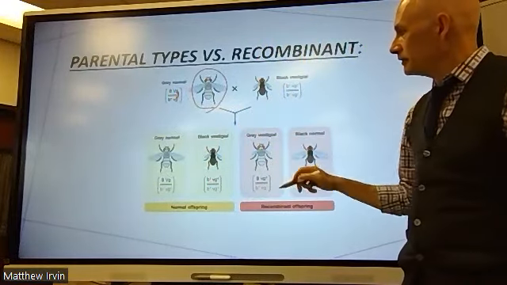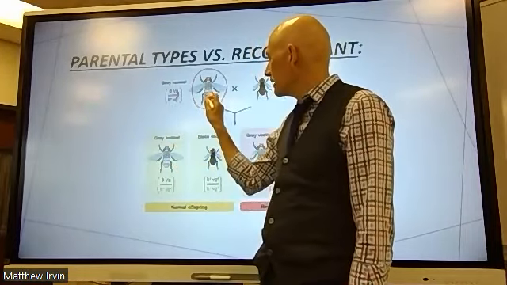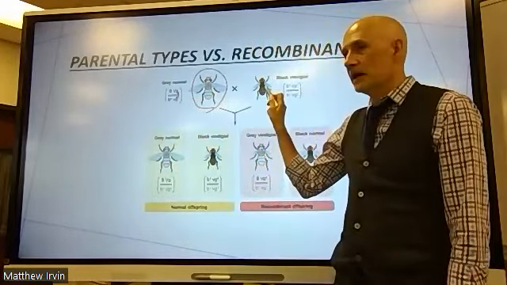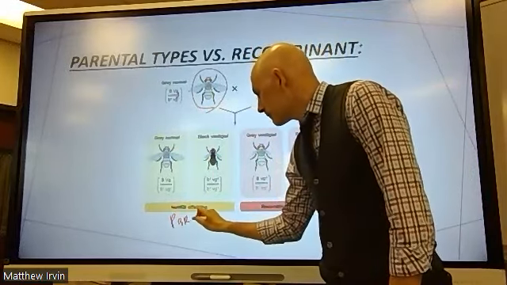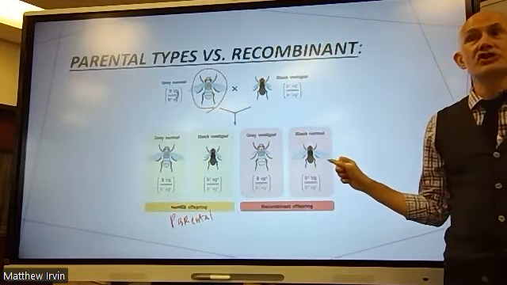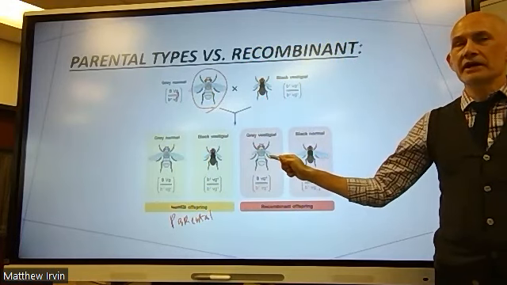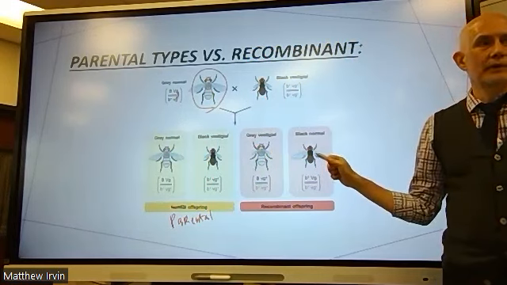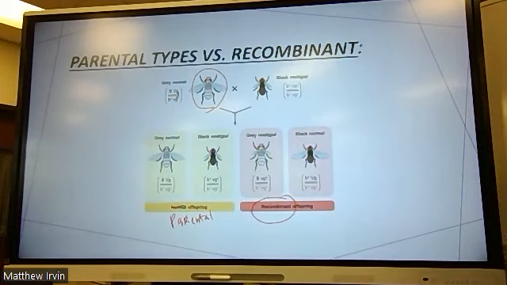And so when they reproduce, we see that you get some offspring that look like this parent, some offspring that look like this parent. That would be our parental offspring. And then we get the ones that don't look like the parents, because we've got the gray with the vestigial and the black with the normal wings. So these are the recombinant offspring. Now you will get this in normal independent assortment as well.